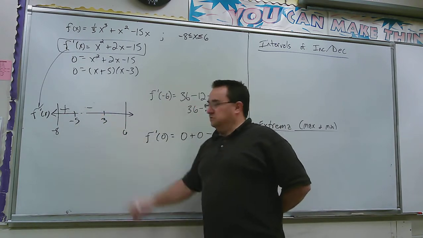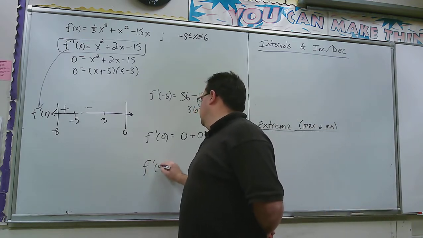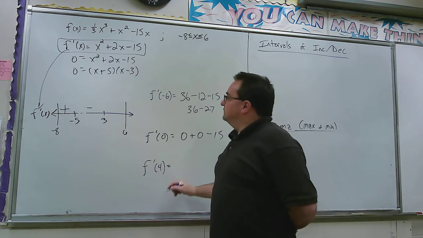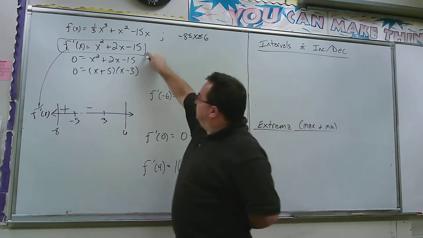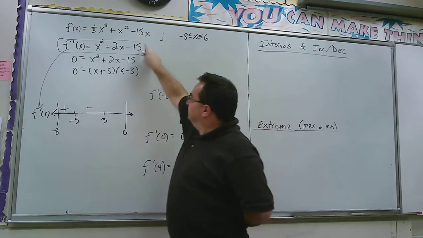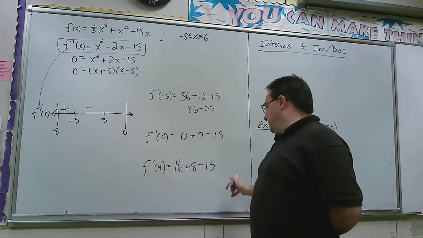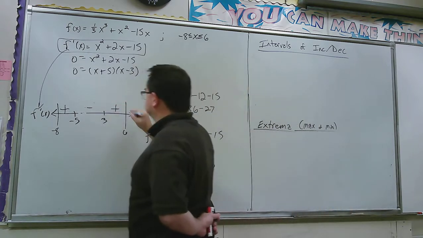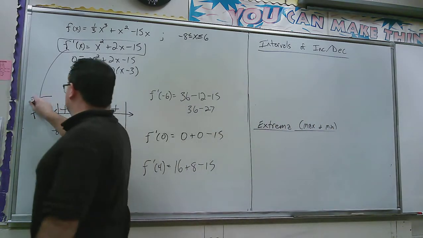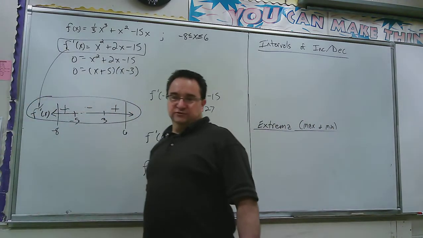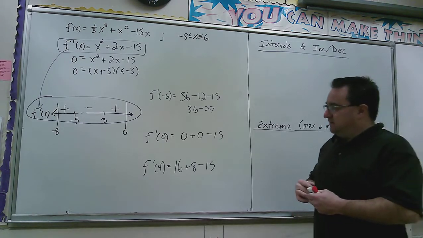And finally, I need to know what's going on after the 3. So let's plug in 4. You could plug in 5 if you want. So that's going to be 16 plus 8 minus 15. See, I have to know where I'm plugging those in. First derivative. This is all first derivative work. So this is positive for sure. So that is important. On your work, I'm going to want to be seeing that first derivative number line. I want to see the zeros on there and where it's positive or negative.